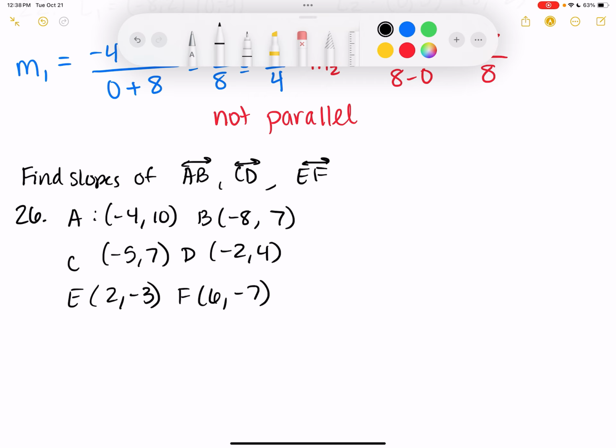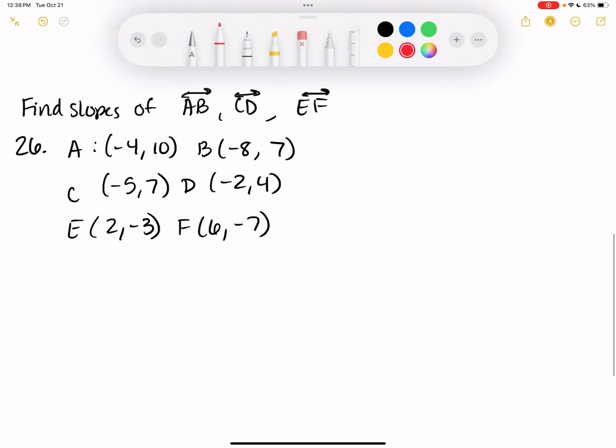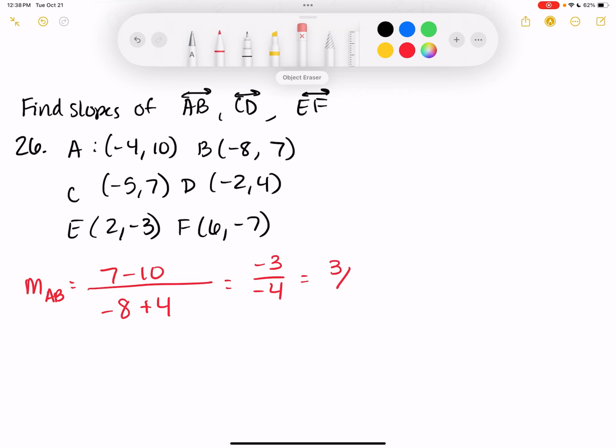So we're doing the slope of AB. So this would be 7 minus 10 over negative 8 minus a negative 4, so plus 4. So that would be negative 3 over negative 4, which ends up giving us a positive 3/4 for the slope of that one.